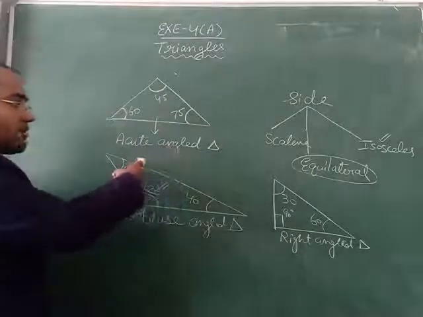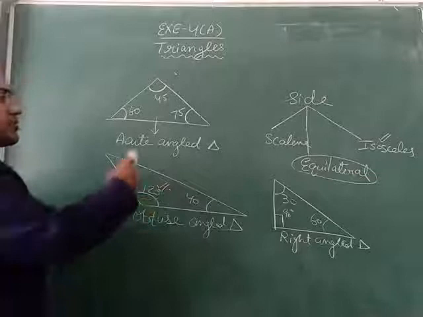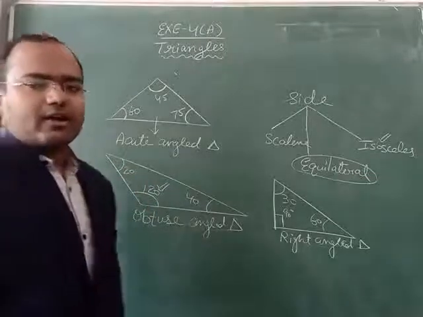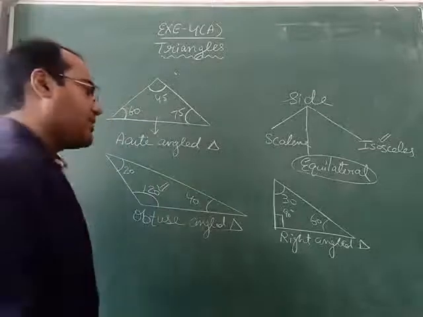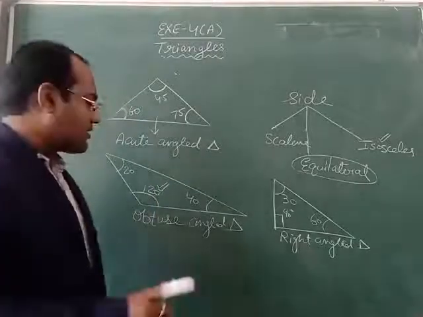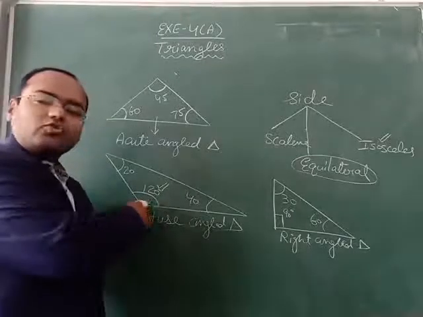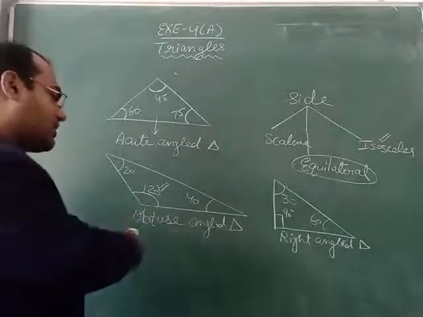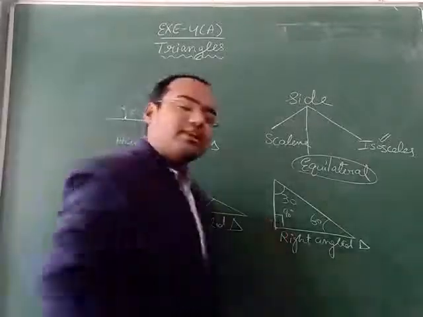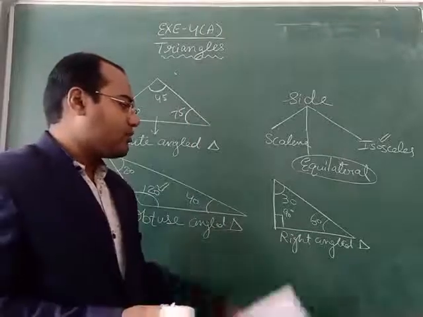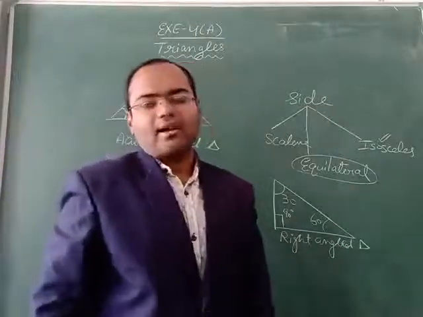Now, on the basis of angle, three types of triangle are there. First one is acute angle triangle. Acute angle triangle is that triangle in which all the three angles are less than 90 degree. If any one of the three angles is more than 90, as I have shown here in this figure, then such a triangle is known as an obtuse angle triangle. And the triangle in which one angle is 90 degree and other two are less than 90 is known as a right angle triangle.